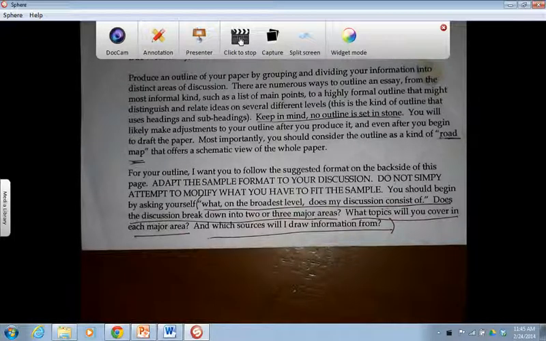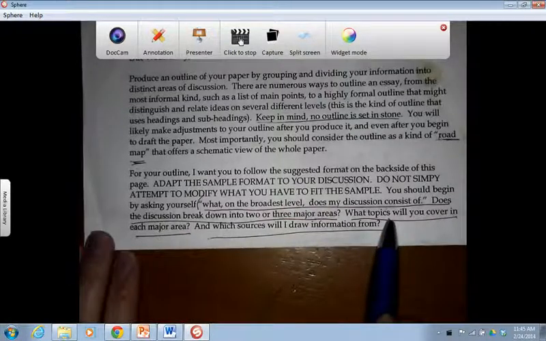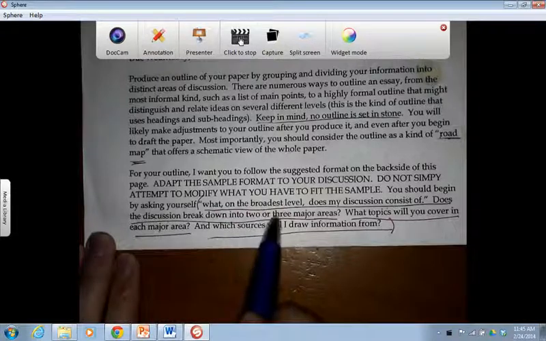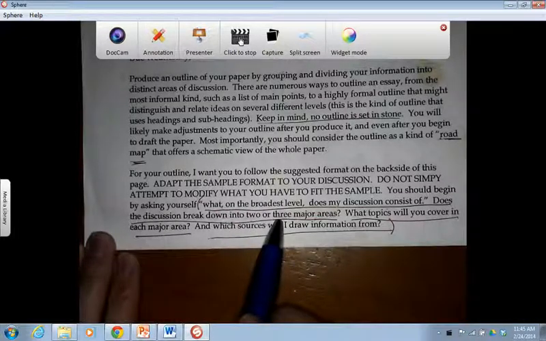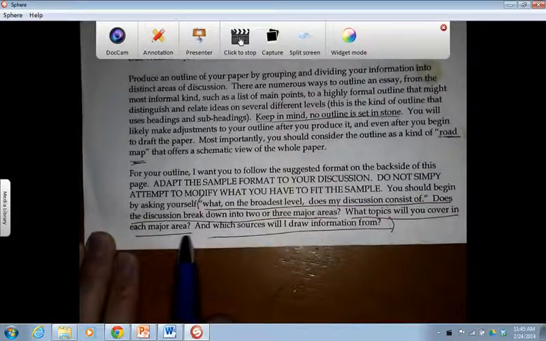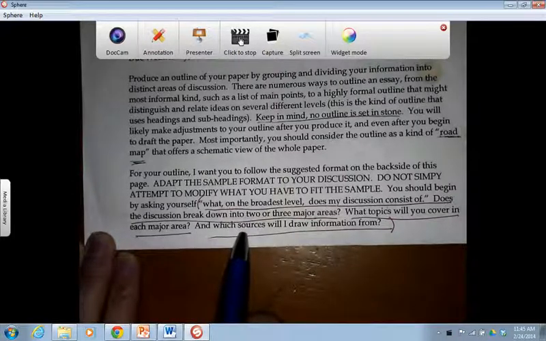All right, this would be your person that you're talking about and why they're a hero, right? Okay. Then what are the topics you'll cover? Oh no, sorry. Does the discussion break into two or three major areas of discussion within that? How do you break down the information about your person and what they did that was heroic? What topics are you going to cover in those areas itself? How do you narrow that down? And what sources are you going to draw information from?